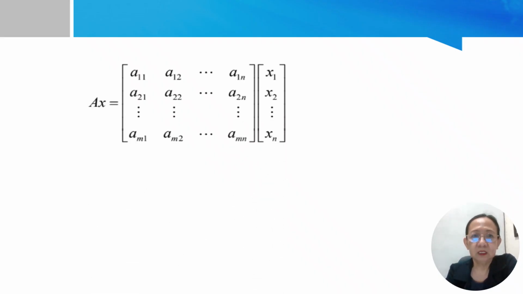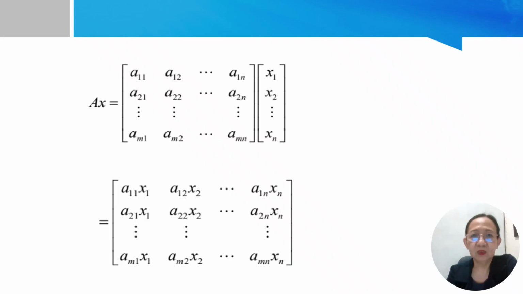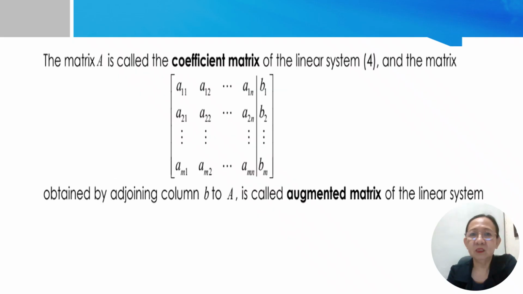Now, here we have AX. Okay, so if we are going to combine our entries from the coefficients with the constants, we will arrive at what we call the augmented matrix. So matrix A, and this is now what we call the augmented matrix. Adjoining the column B to A is called the augmented matrix of the linear system.